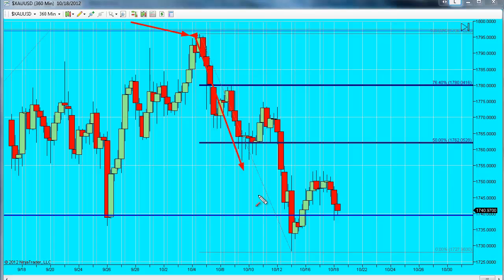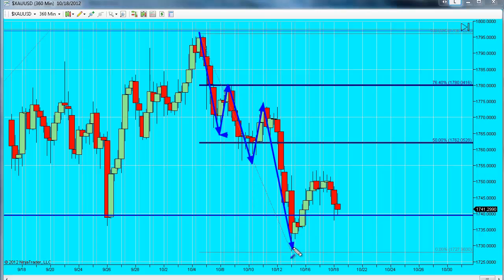A typical ABC correction would be something like this: A, B, and then our final C, wherever that takes us, whether it's a flat, meaning equal, or a zigzag, meaning below that. Now, within that particular count, of course, is going to be a subcount below that. And in terms of the subcount below that, as I said, that might be something like this: 1, 2, 3, 4, and then 5. That would be the completion of our A here, okay?